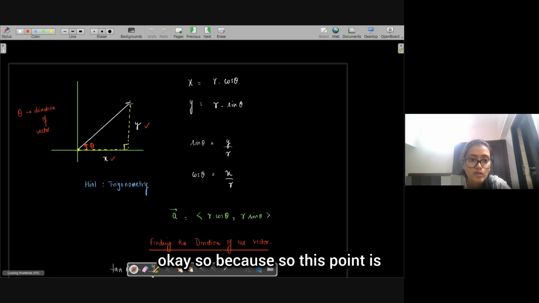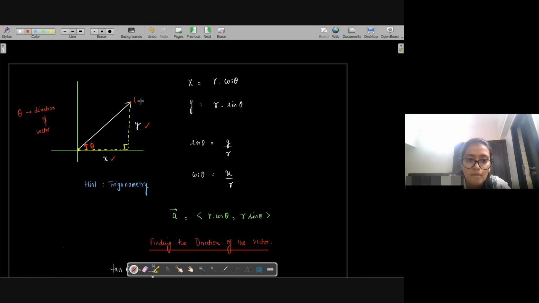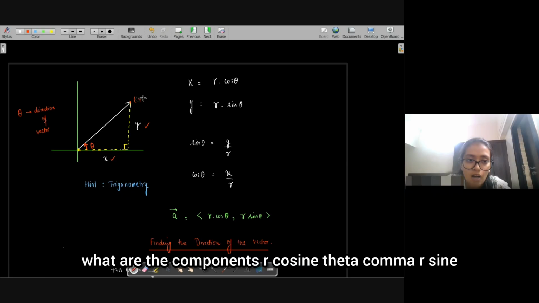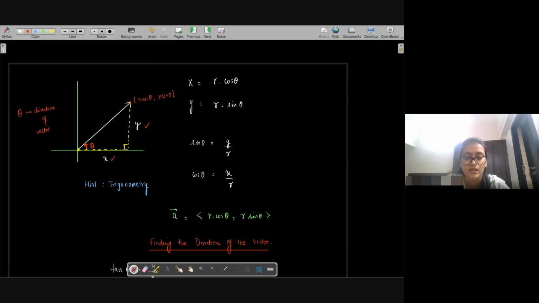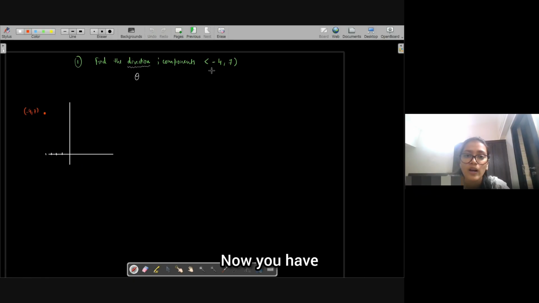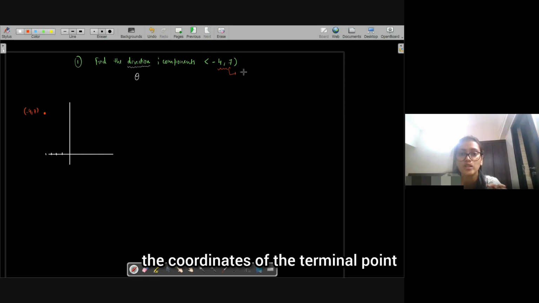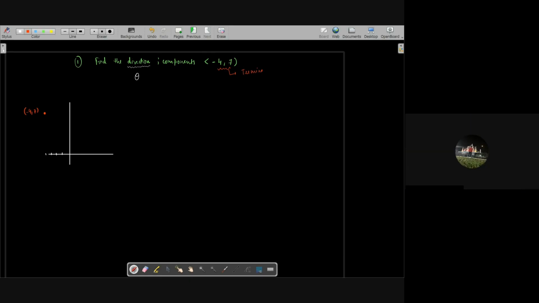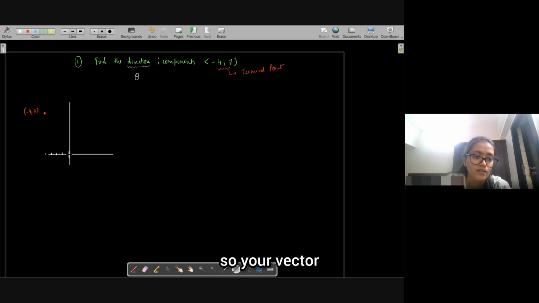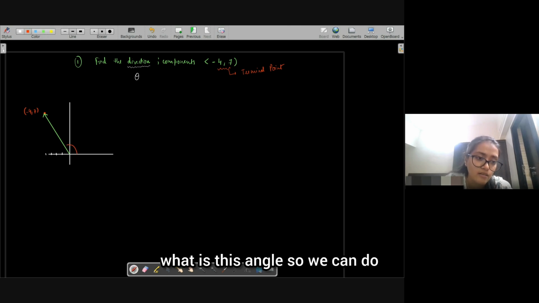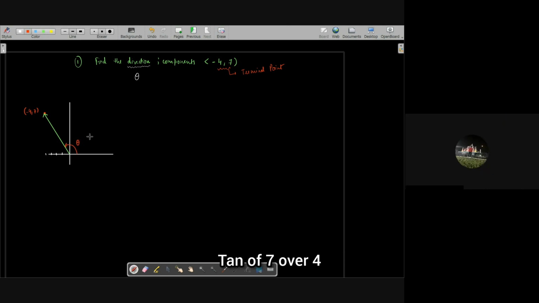So what are the components of this point? R cosine theta, comma, R sine theta. These are the coordinates of the point. Components always mean the coordinates of the terminal point. So your vector is like this. We need to find out what is this angle. So we can do tan of 7 over negative 4.